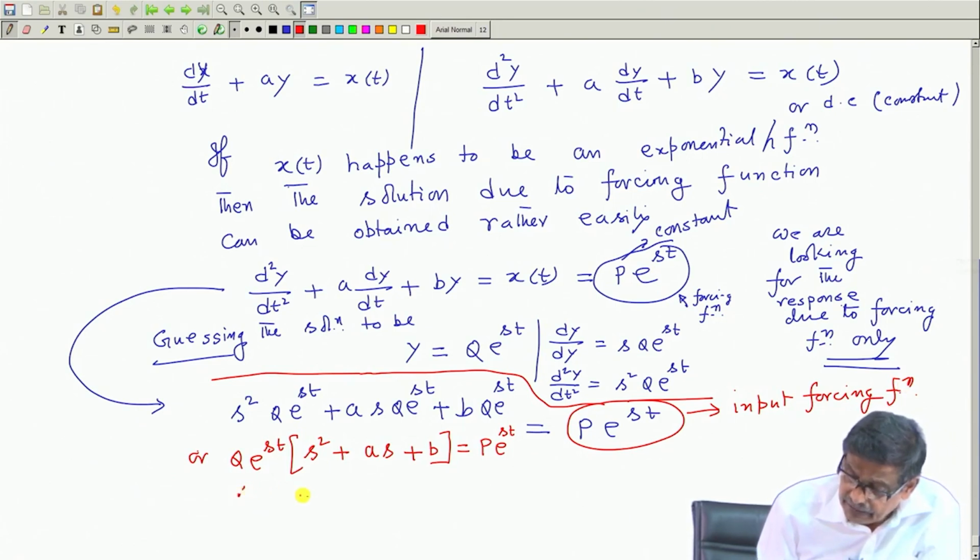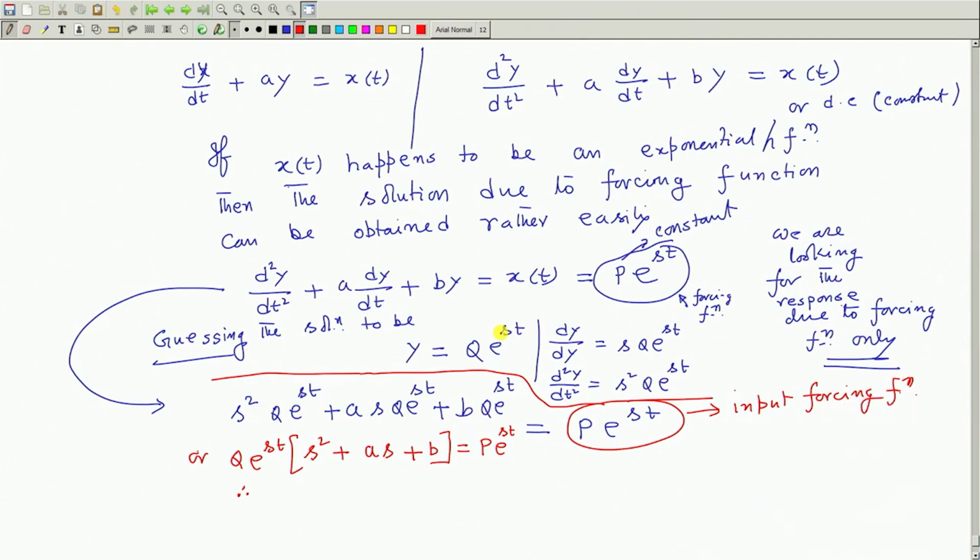Therefore, I have guessed the nature of the solution, but still q is to be determined. This solution is totally not known. So, S is known, mind you, from the input excitation. So, q into e to the power s t is nothing but p into e to the power s t divided by a square plus a s plus b, is it not?